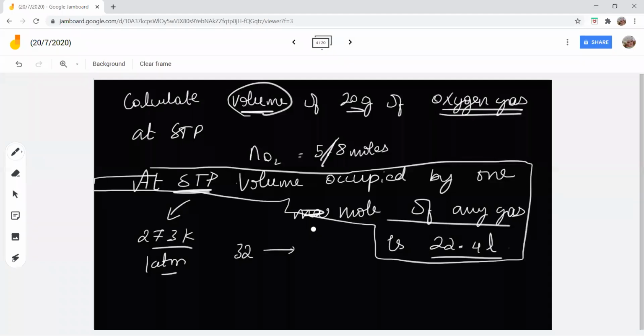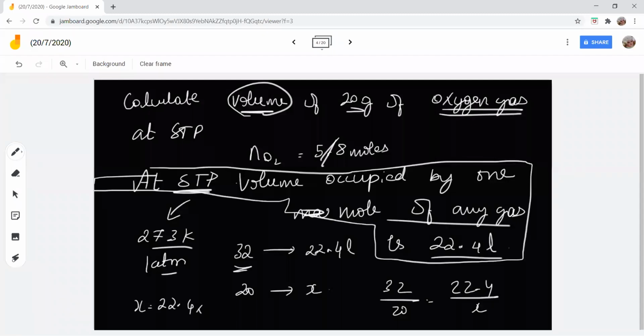32 grams of oxygen contains 22.4 liters. So we can do it like that, directly with mass. Very good. What he is stating is, instead of identifying the number of moles in between: 1 mole of oxygen is 32 grams, so 32 grams will occupy 22.4 liters, so how many liters will 20 grams occupy? If you solve, you will get the answer as 14 liters. That is 32 by 20 is equal to 22.4 by x, so x is 22.4 into 20 by 32, which is 14 liters.